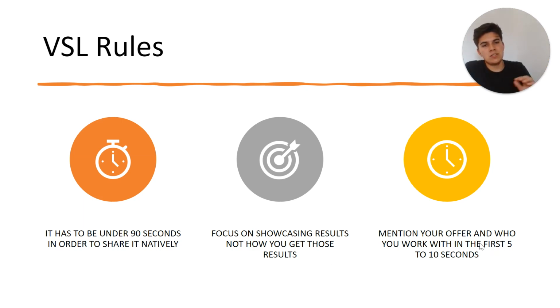Now, mention your offer and who you work with in the first 5 to 10 seconds. This is basically to eliminate the prospect. If they don't consider themselves part of that group, they're not going to be there. But if they consider themselves part of that group, they're going to pay a lot more attention. So save yourself some time, save your prospects some time, and make sure they watch the whole video by mentioning your offer and what you do in the first 5 seconds.